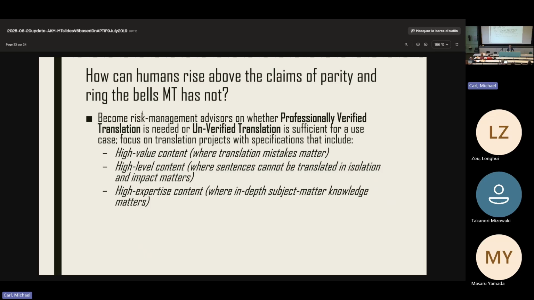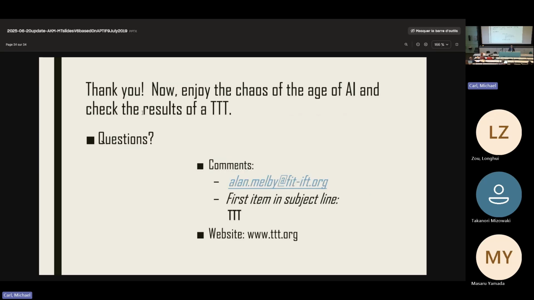And high expertise content. I think the day of the general human translator, generalist, is almost over. We now need those who have specialized. And so choose high expertise content, where in-depth subject matter knowledge matters.